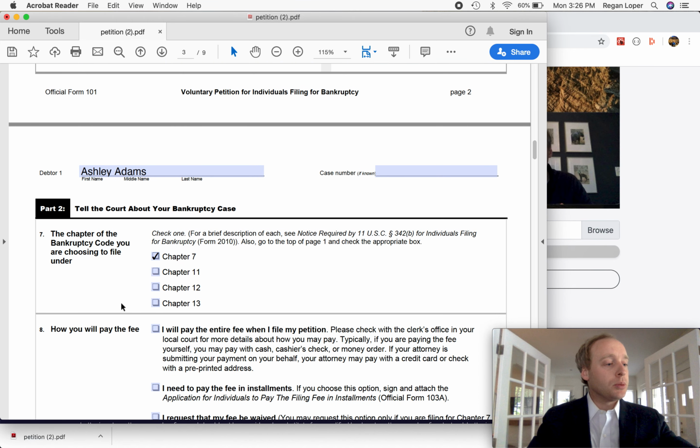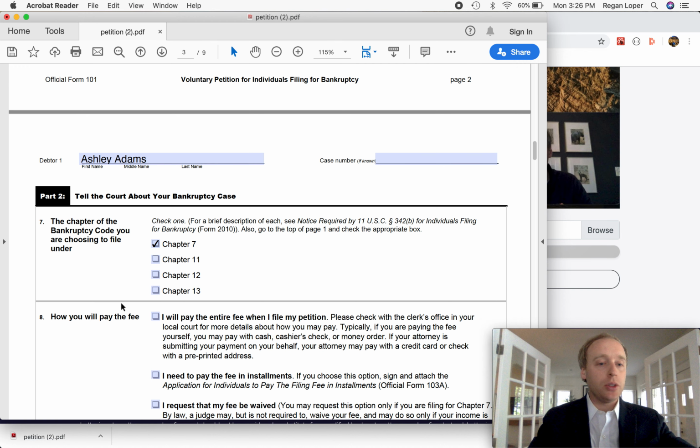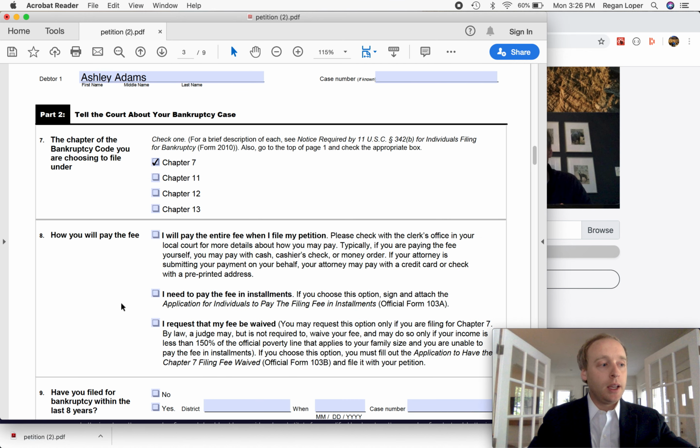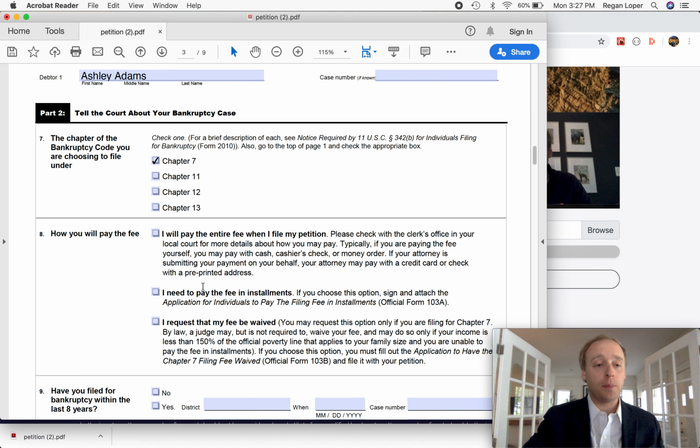Okay, let's move on to part 2. Part 2, tell the court about your bankruptcy case. And paragraph 7 is, what chapter of the bankruptcy code are you choosing to file under? Now, if you selected chapter 7 on the first page, it's going to actually auto-populate this first box for you, which is nice. And so this website's only meant for people who are filing Chapter 7. Ashley actually did file a Chapter 7, and so that's how she selected this part of the form.